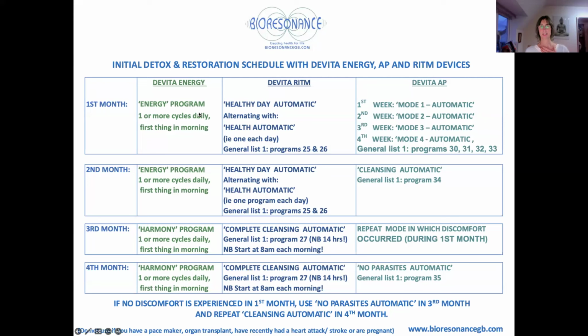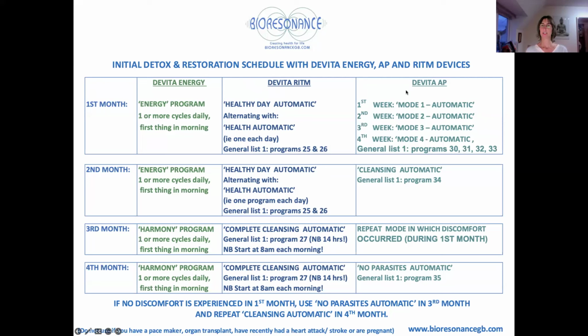Then after you've done a cycle or two of the energy program, during the day, you move on to the RITM device, which is the restorative, supportive, strengthening device. And you alternate each day, either playing a program called Healthy Day or a program called Health. And I will outline briefly what these do in a moment or two.